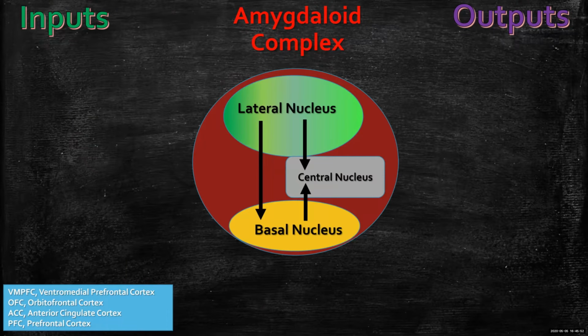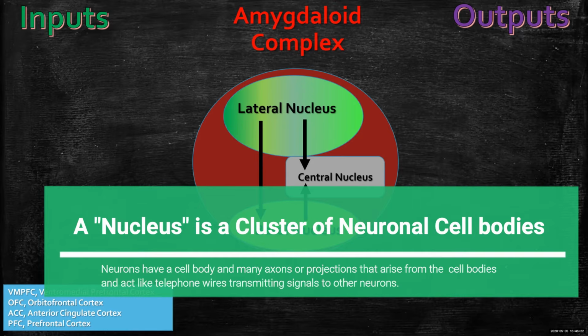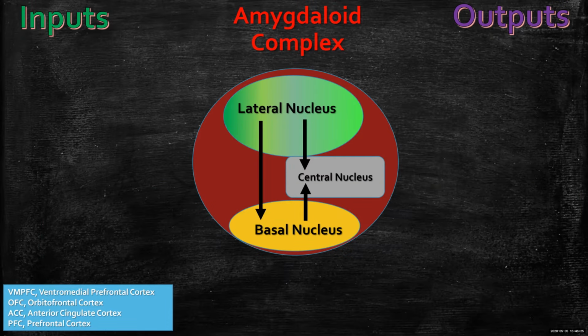The amygdaloid complex, also known as just the amygdala, consists of a bunch of neuronal cell bodies clumped together. When there's a cluster of these neuronal cell bodies, we call it a nucleus. There are numerous nuclei within the amygdala or amygdaloid complex. There are about 12 pairs of nuclei. However, for anxiety and for the purpose of this discussion, we will only talk about the lateral nucleus, the basal nucleus, and the central nucleus.